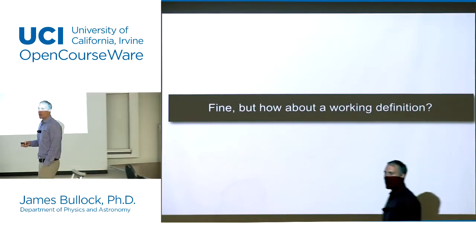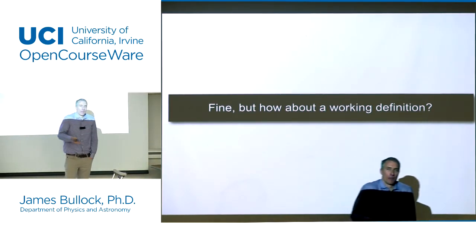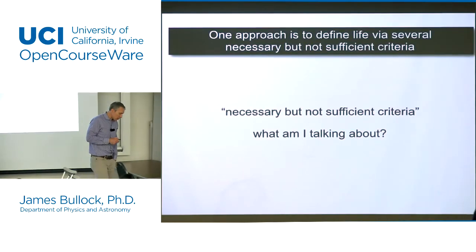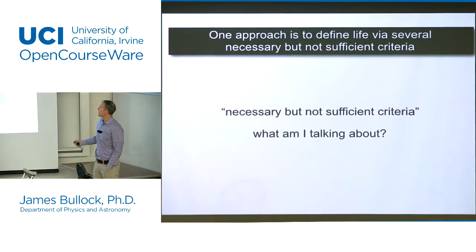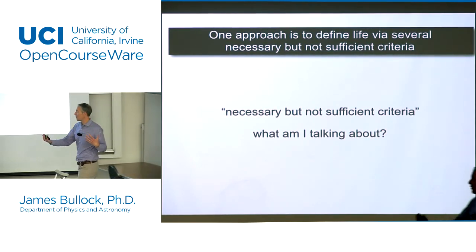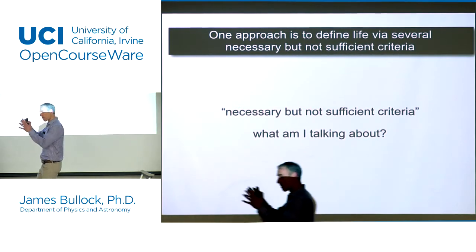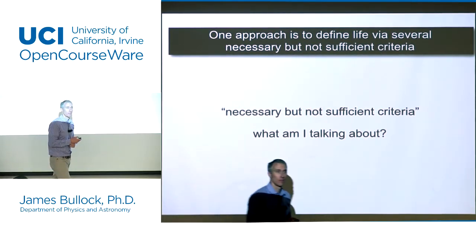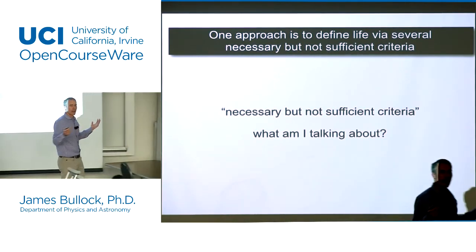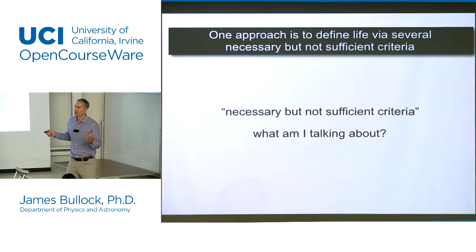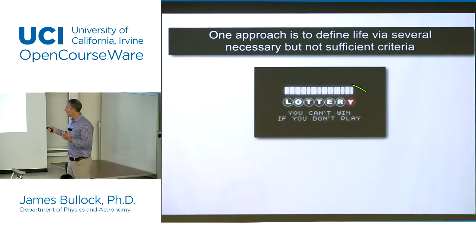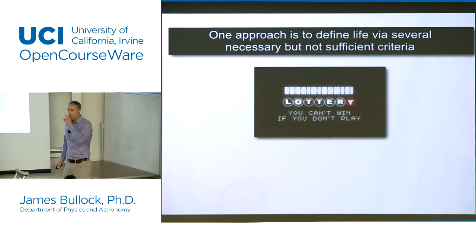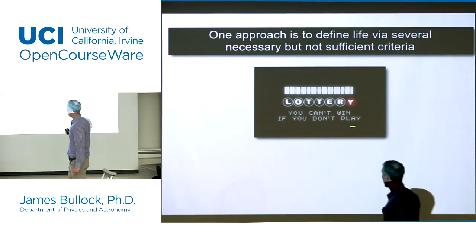This is all well and good, but how are we actually going to do it? We need to work here. We need to do something. So another approach, a practical approach that people have taken, is to introduce a number of necessary but not sufficient criteria. Okay? A number of criteria that are all necessary for life but not sufficient for life. So what do I mean by that? Let me give you an example. You can't win if you don't play the lottery. Okay? So a necessary condition for winning the lottery is playing the lottery.